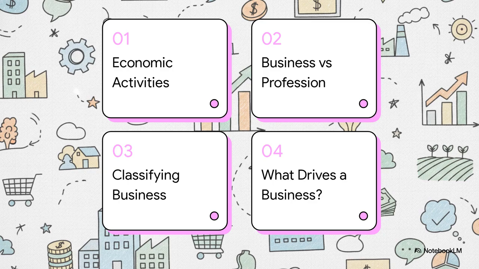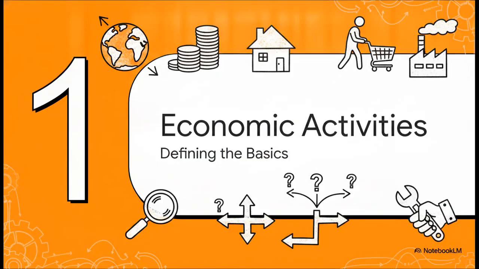Here is our roadmap for this explainer. First, defining economic activities. Then, distinguishing between business, profession, or employment. Third, classifying business activities. And finally, what drives a business. All right, let's jump right in. Section 1, defining economic activities.